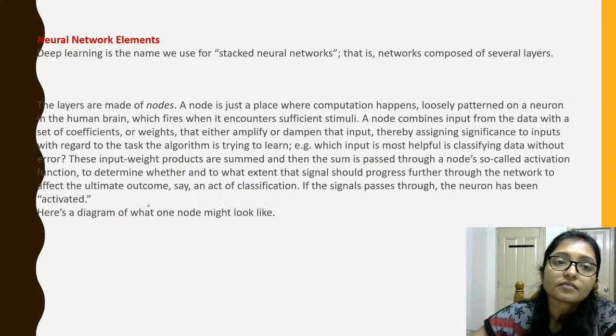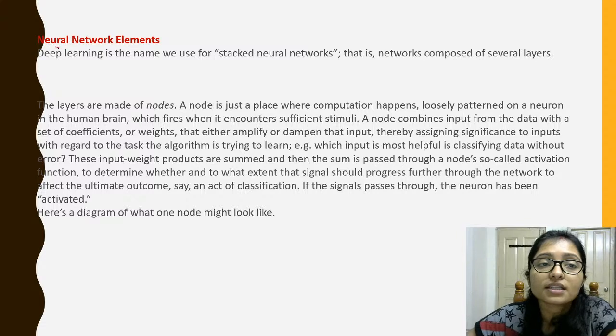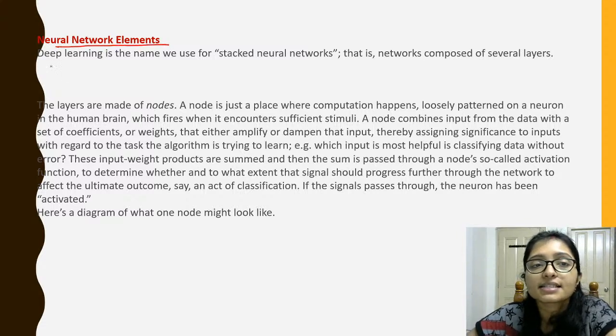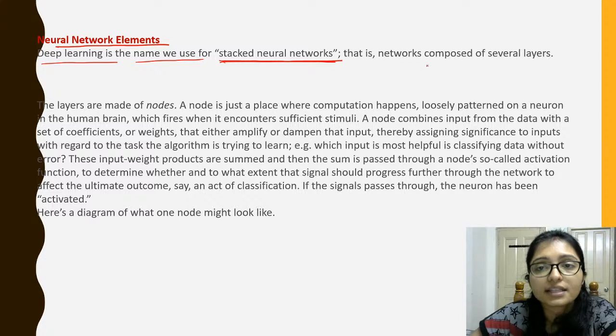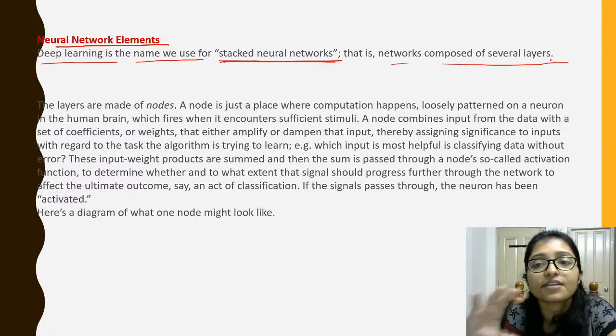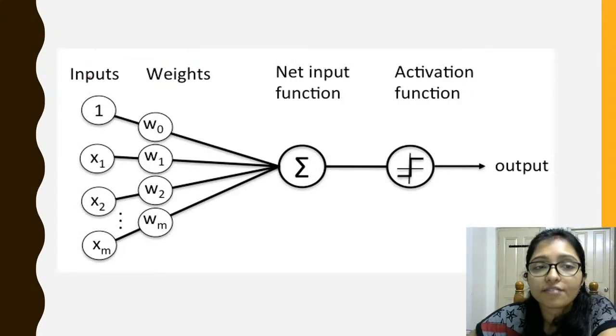Okay. Now what are the neural network elements? Deep learning is the name used for stacked neural networks, that is, a network composed of several layers. There are several layers of neural network. What we have to know, these are the several layers of the network.